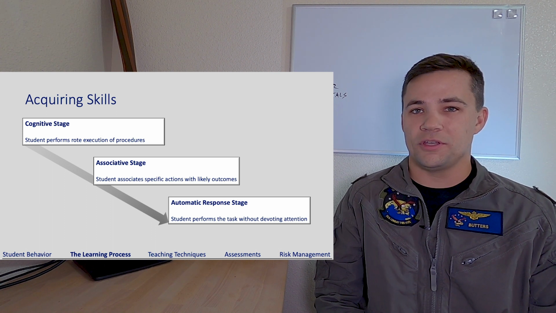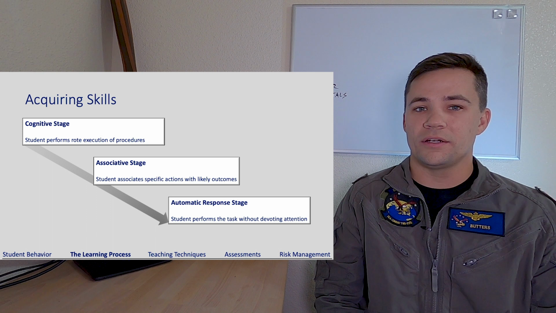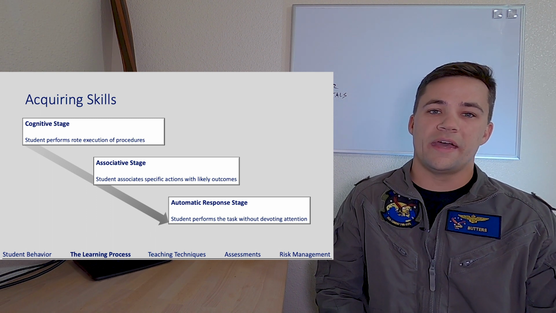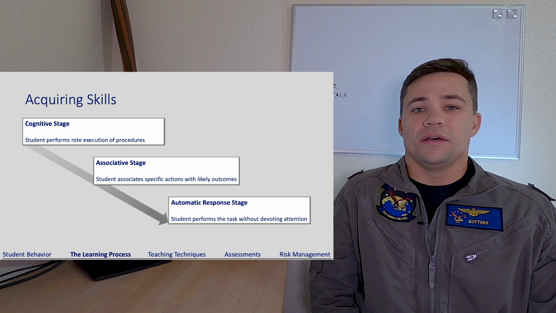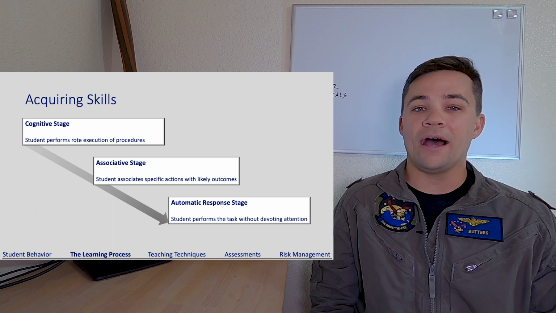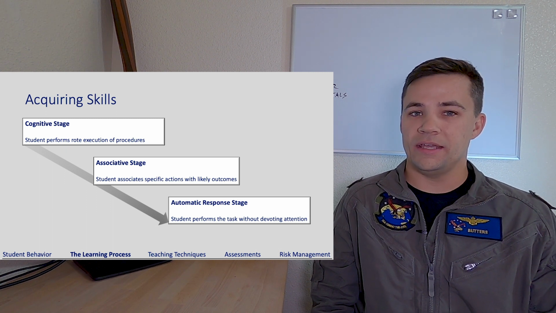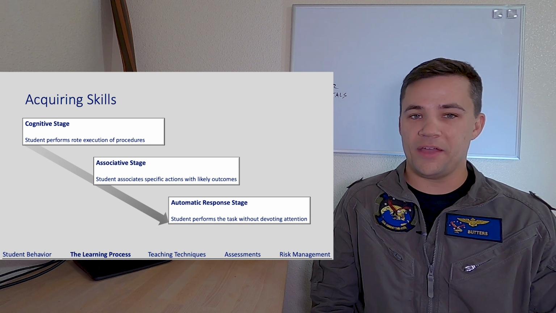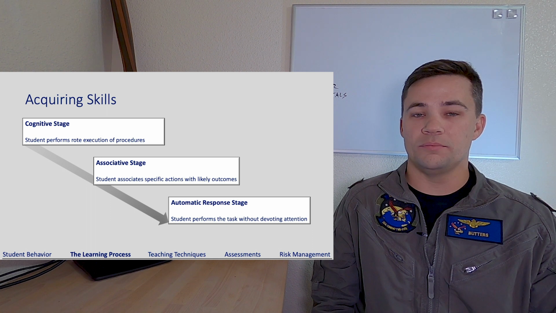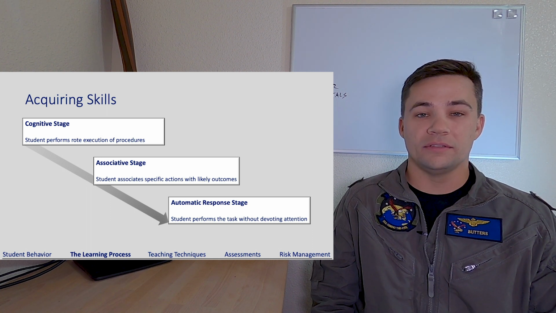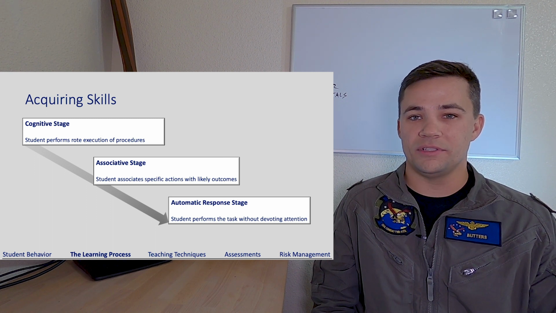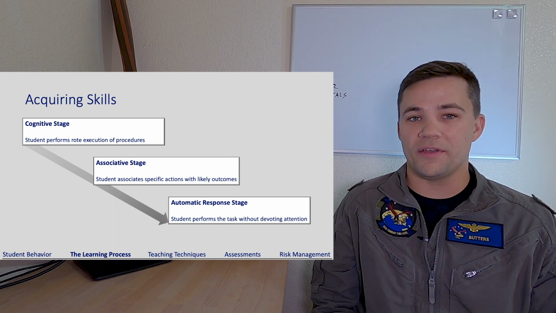That's that next stage that you're building to, that associative stage, where students are able to associate specific actions with likely outcomes. So that's where we're talking about a student being able to understand, say, on a landing approach, how variations in their nose-up attitude affects their deceleration based on different wind effects. So the more headwind component you have, the less nose-up attitude you'd want in order to maintain the same relative rate of deceleration because of that wind effect.